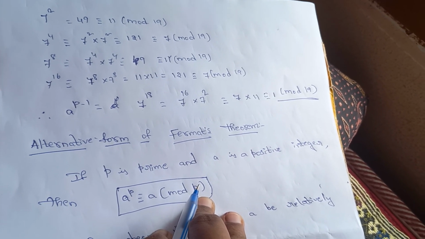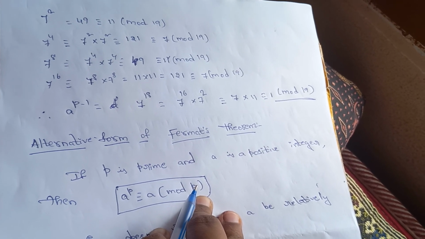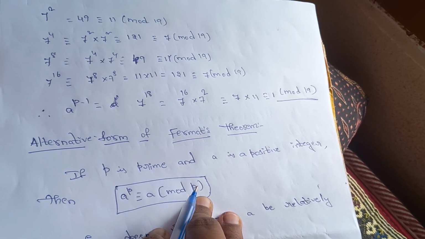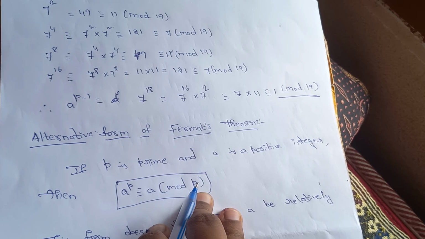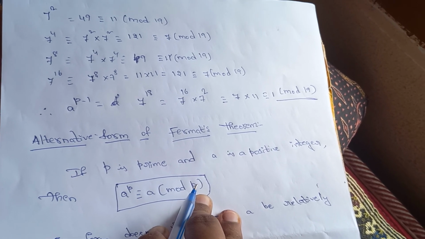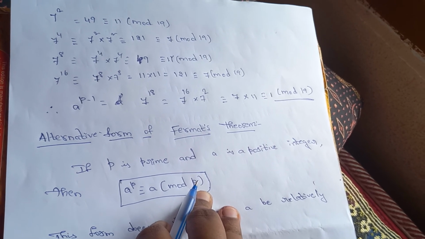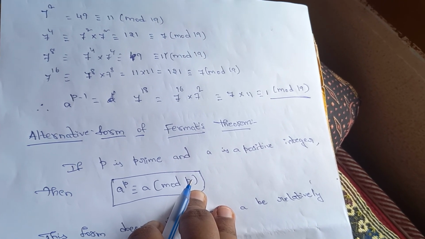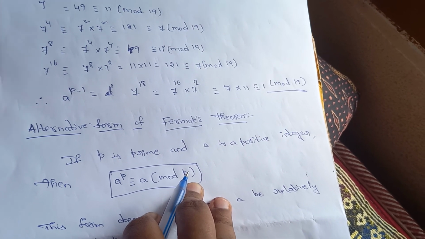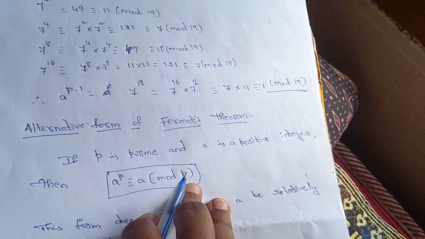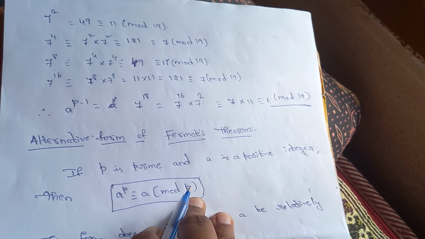Next, 7 power 8 is 7 power 4 into 7 power 4, that is 7 into 7, 49. What is the value of 7 power 4? 7 into 7, 49, and for 49 the value is 11 mod 19. Like that we have calculated up to 7 power 16. Now the 7 power 16 value is 7 mod 19. We take 7 into 7 square value, which is 11 mod 19, and we get 1 mod 19.